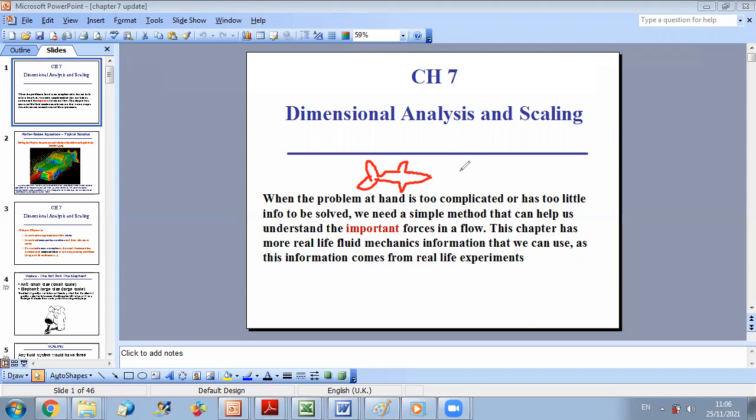We'll see how, by performing dimensional analysis, we will be able to extrapolate results that were obtained on simple experiments to much more complex real cases. Okay?